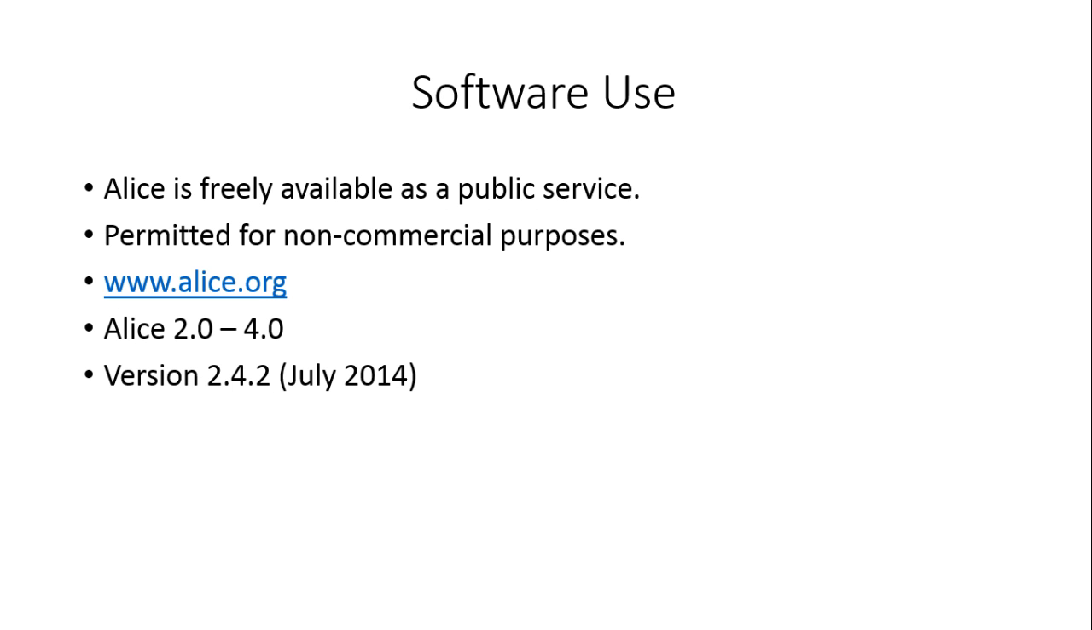Software use. Alice is free. It's freely available as a public service. It is only permitted for non-commercial purposes. It can be obtained at www.alice.org. Alice has currently 3 versions, 2.0 all the way to 4.0. The version we will be downloading and using is version 2, which was released in July 2014.